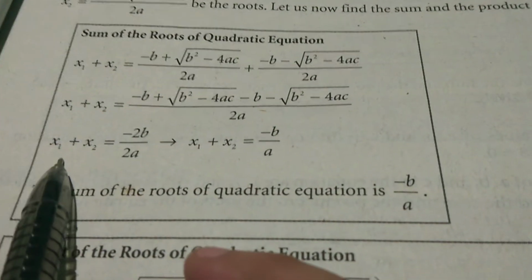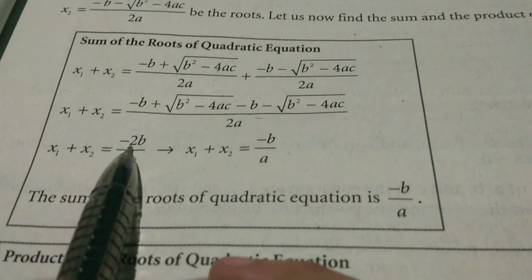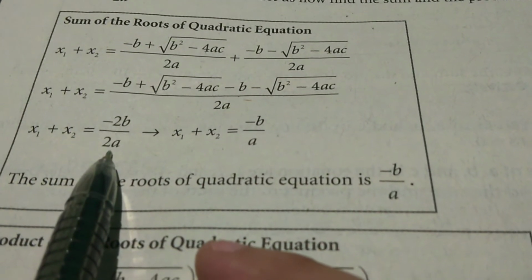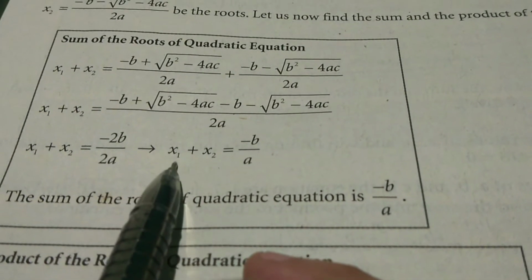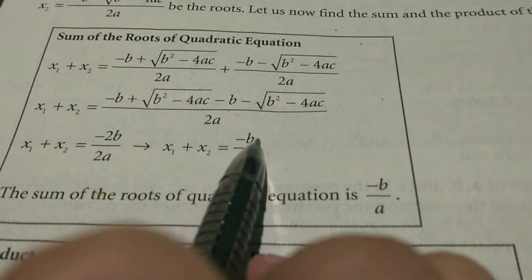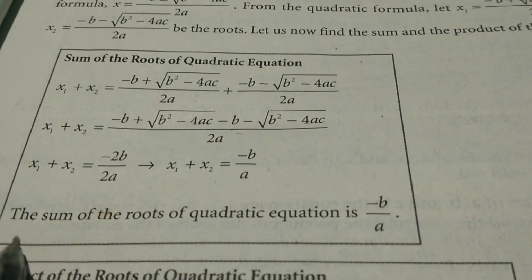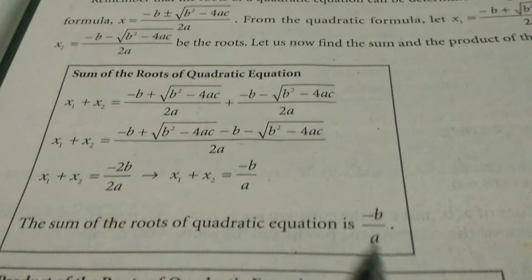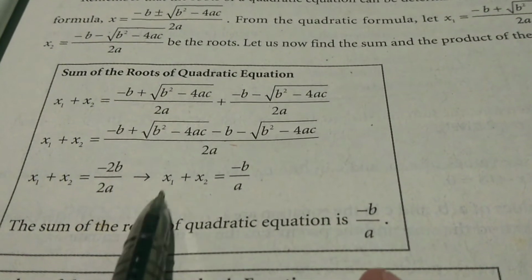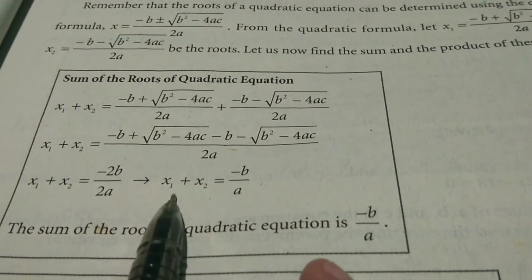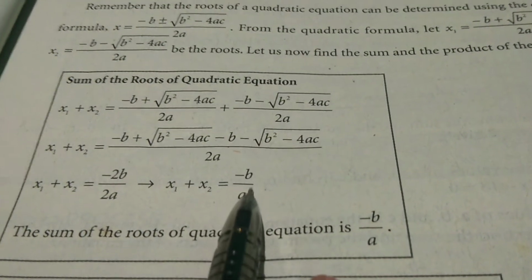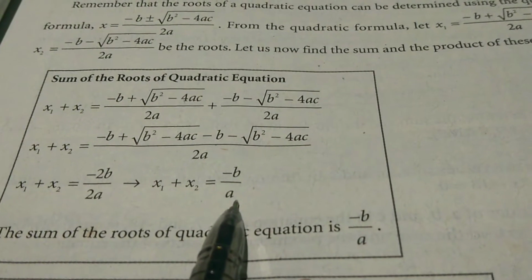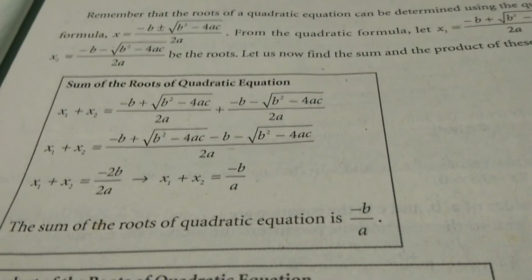So, now we have x sub 1 plus x sub 2 is equal to negative b divided by 2a. 2 divided by 2 is 1. So, ano na lang yung matitira? X sub 1 plus x sub 2 is equal to negative b over a. So, the sum of the roots of quadratic equation is negative b over a. Ito na po yung magiging formula natin. X sub 1 plus x sub 2 is equal to negative b over a. Yan na yung magiging formula natin to find the sum of the roots of the quadratic equation.